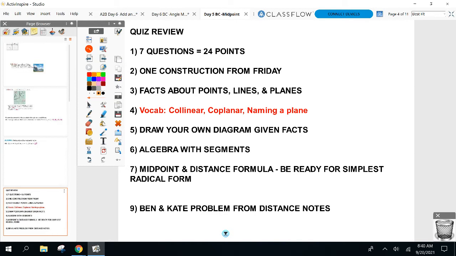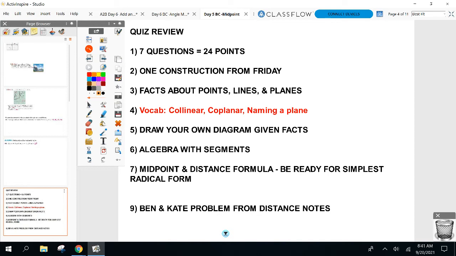Facts about points, lines, and planes. Vocab. Now, when I say vocab, that doesn't mean write the definition for me. That means you are going to see these words as part of a problem. Collinear. Do you know what that means or not? I will not ask you to define it, but it will be a part of a question, so you got to know what the heck it means. Same with coplanar, and then you might want to just review your notes to make sure you know how to name a plane.